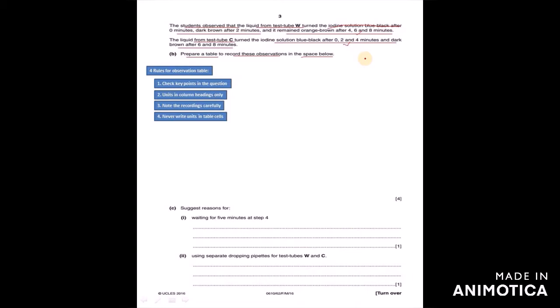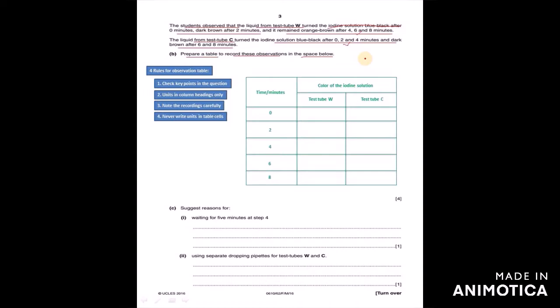Alright? So, according to our 4 rules for observation, we can make the table as this and record the readings like this. Well, this would probably give us the full credits for this question.